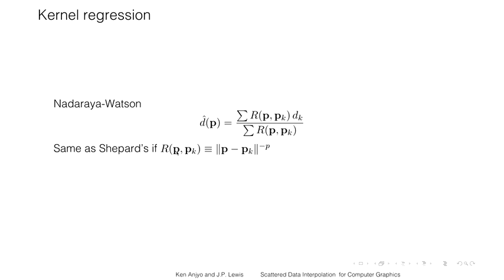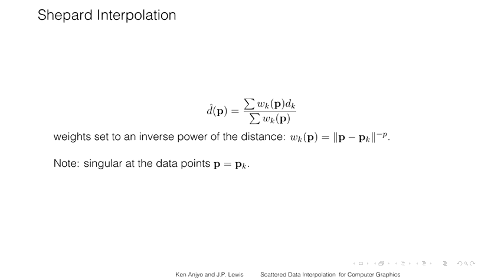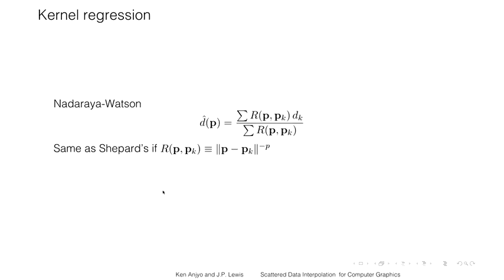Now, in so doing, going back to here, we notice that at a data point it's singular, so your weight function is actually going up to infinity. Numerically, that's a problem, but it's also what causes the interpolation to actually interpolate. So in generalizing, this no longer interpolates, it approximates.